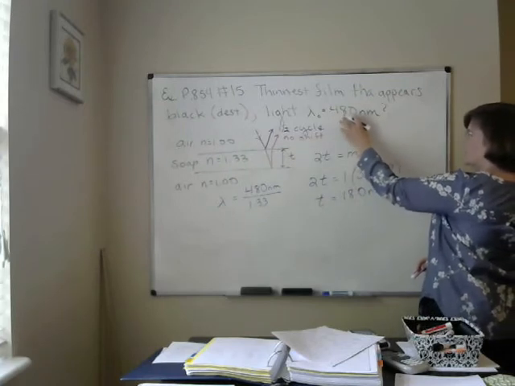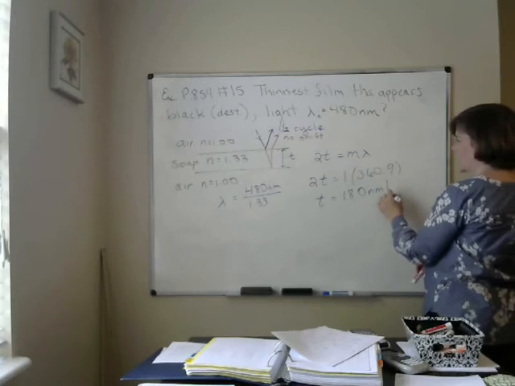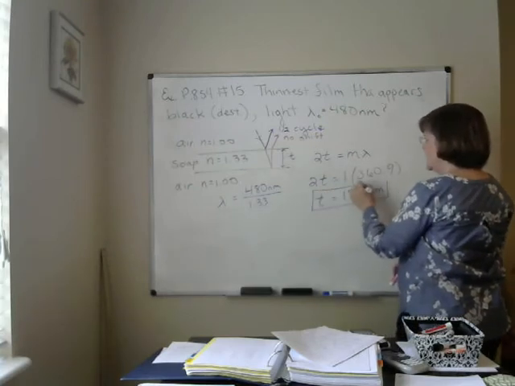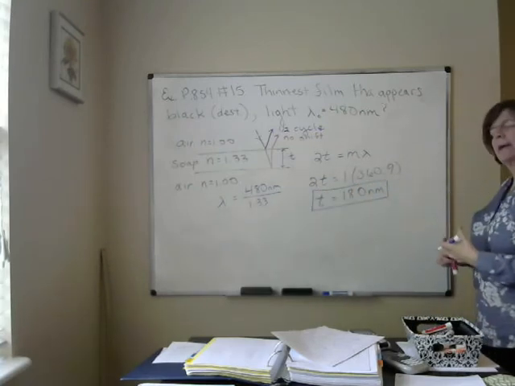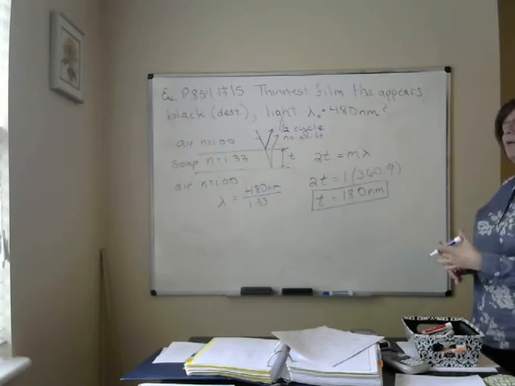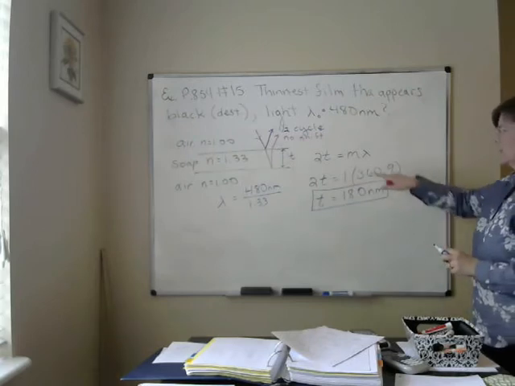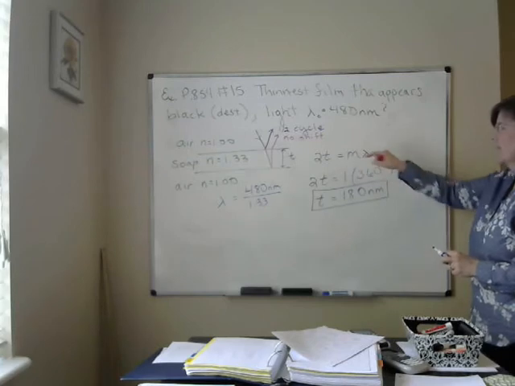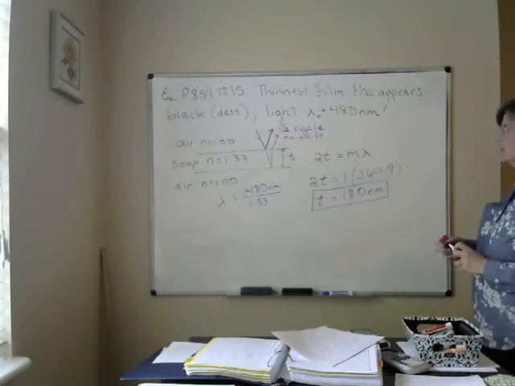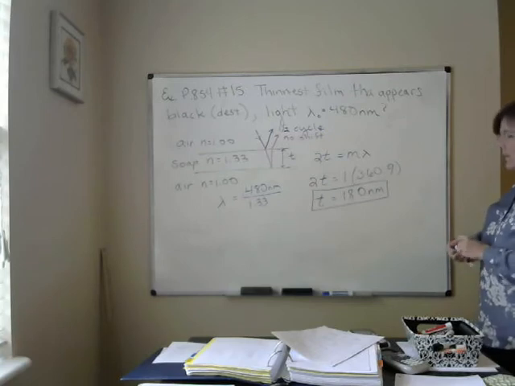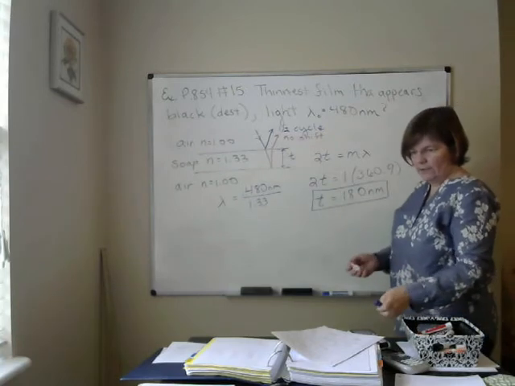Notice we only had 2 significant digits here. This worked out pretty nice. That's the thinnest film that will make that soap bubble look black. It's not the only thing. We could have done 2 or 3 or 4 or 5, but those will give us larger thicknesses. So that's our first example. And that's an example where we were after destructive interference.